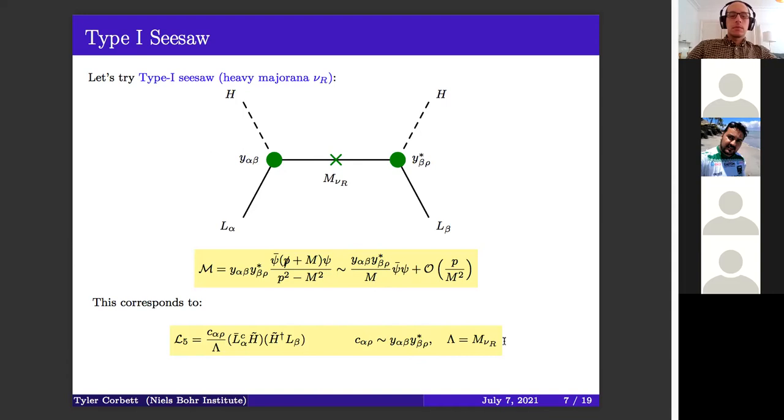So instead of studying type 1 seesaw, I can study the effective field theory with just this operator. Or I can add corrections coming from this, which gives me more operators.